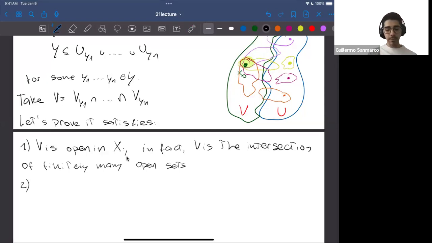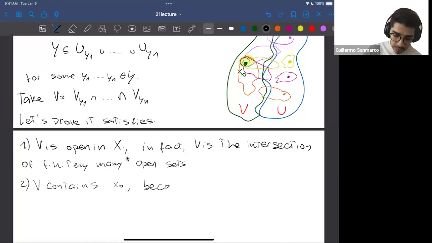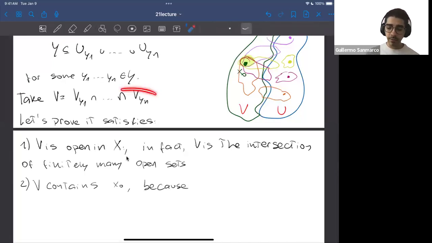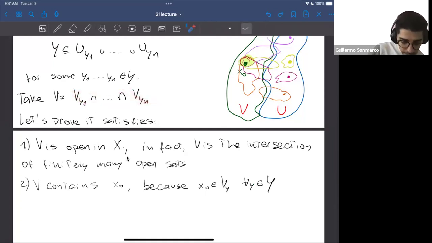Part 2, V contains our favorite point x naught, our fixed x naught. And that's because each V_y contains x naught, for any y, because x naught lives in V_y for every y in Y. So in particular, it lives in each of these. So we're safe. And for 3, and this should be the delicate one, V intersects Y trivially.